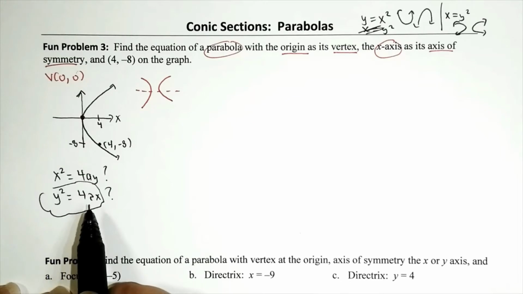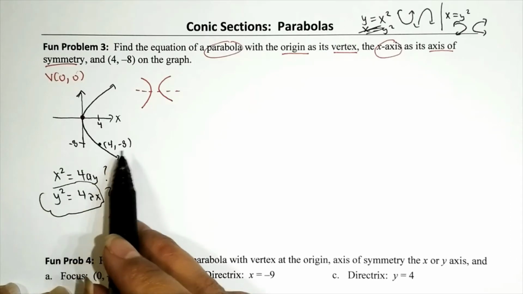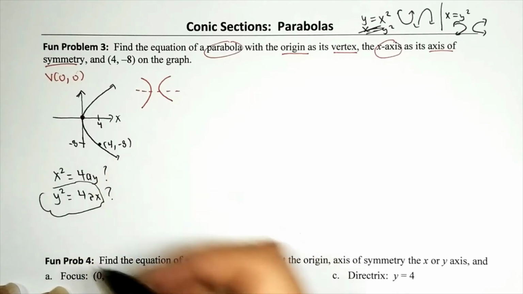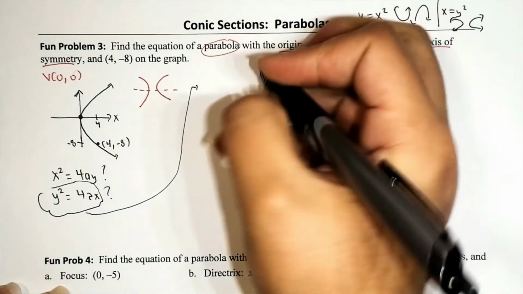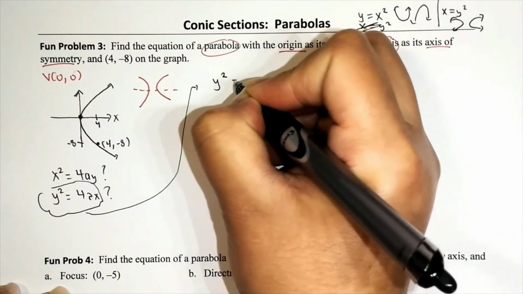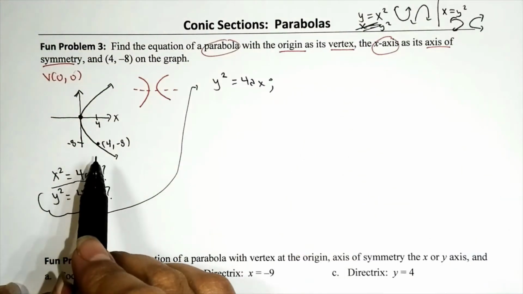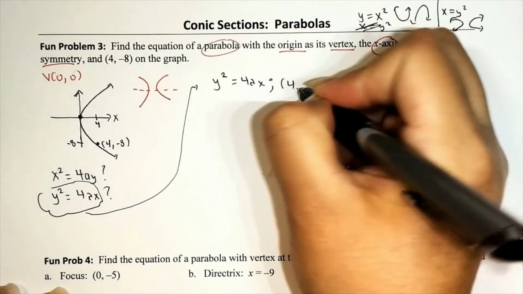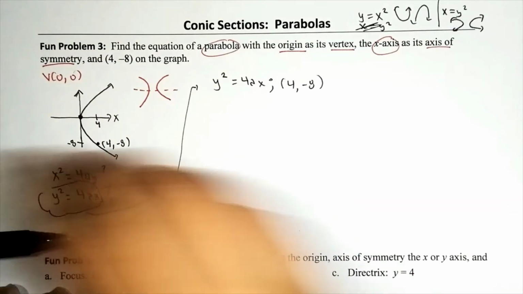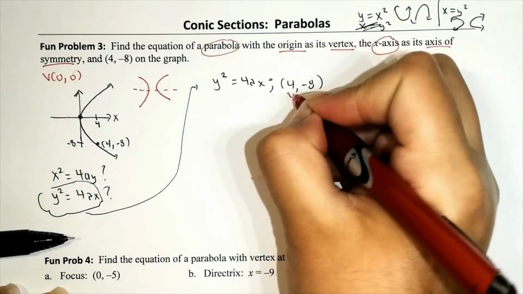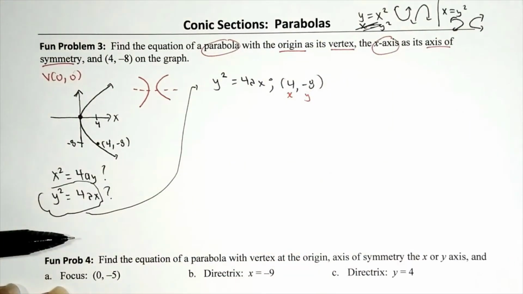Now what we need is, what is the value of a? They don't give us the focus, so let's substitute the coordinates of the point given. We know the equation has to be of the form y squared equals 4ax, and we're going to pencil in what we know, which is the ordered pair (4, -8). So with your permission, let's substitute a 4 for x and the -8 for y.